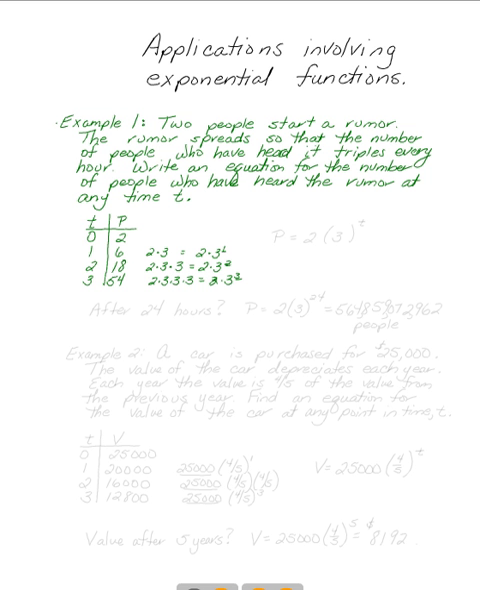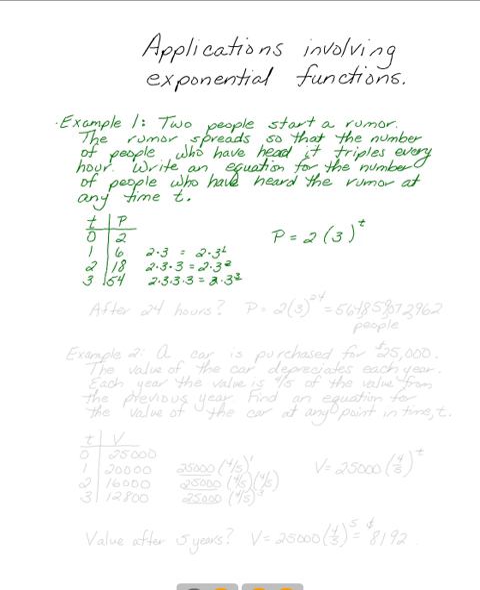So if I were to write an equation for the number of people that have heard this rumor, the number of people is going to be 2, and that 2 came from the 2 people who originally started the rumor. That's how many people knew it at time 0, so our initial amount of 2. Then we're multiplying by 3 because the rumor triples the number of people every hour, and it is every hour. So up here in our exponent is how many hours have passed by. So we'll have a final equation of p equal to 2 times 3 to the t power.